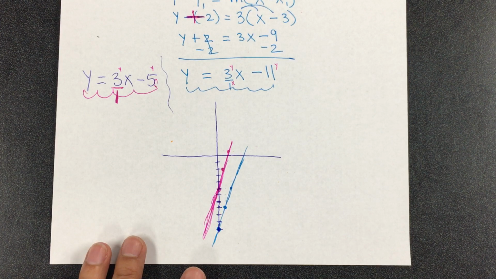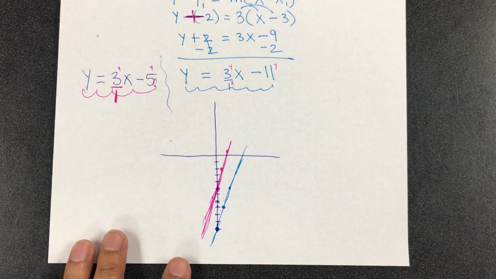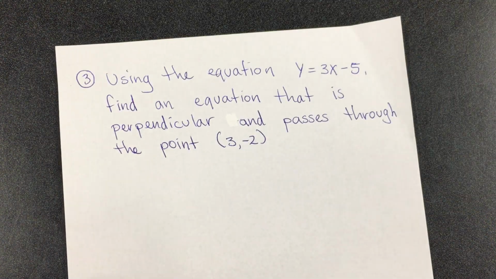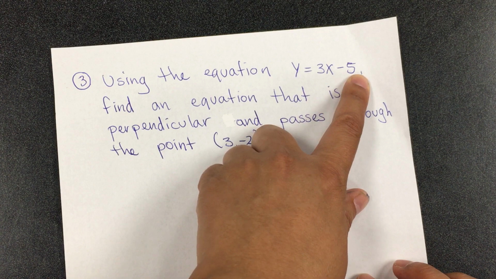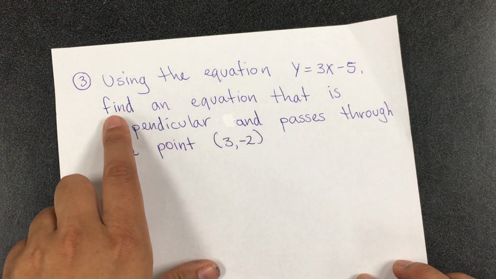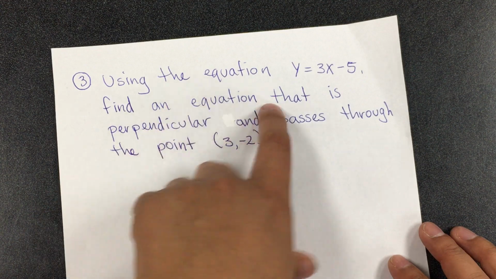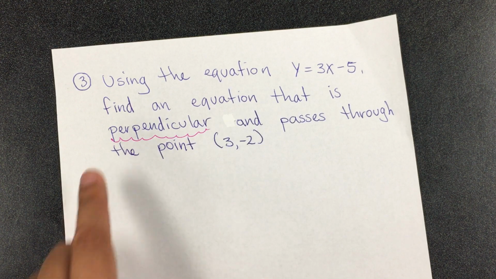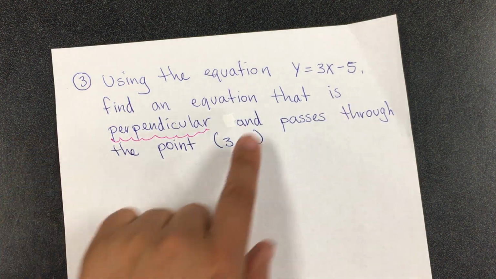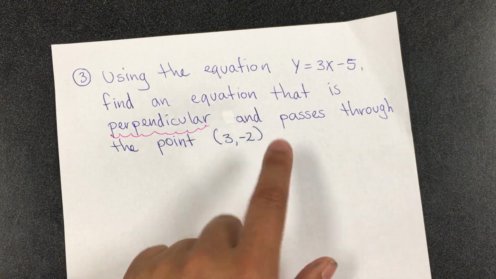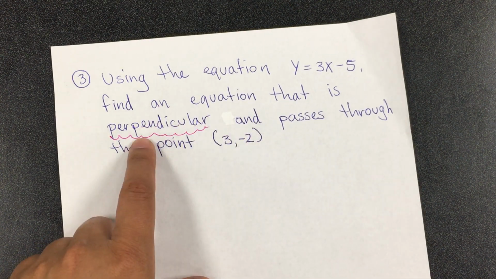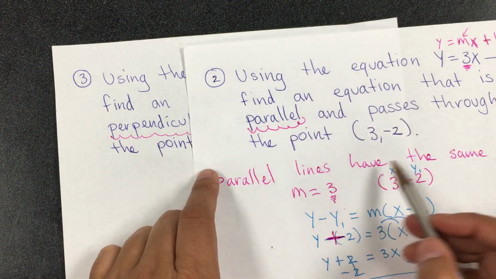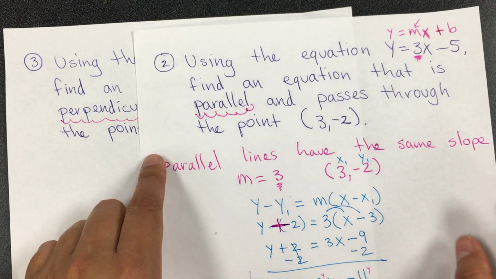Okay, let's look at a third problem. This problem says, using the equation y equals 3x minus 5, yes, it is the same equation, find an equation that is perpendicular and that passes through the point (3, -2). Again, that's the same point, but the other one said parallel, and parallel lines have the same slope, okay?